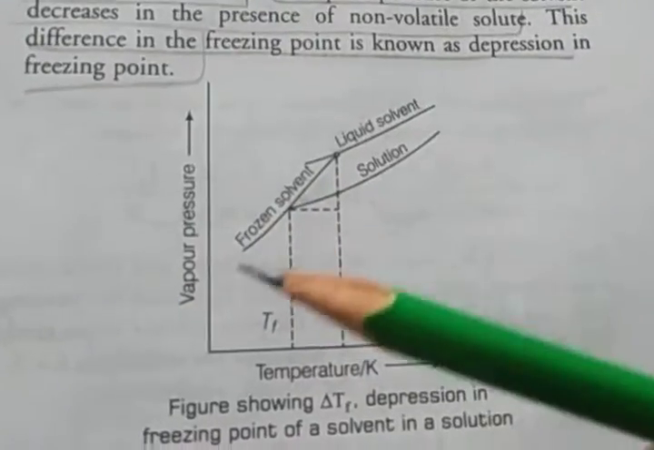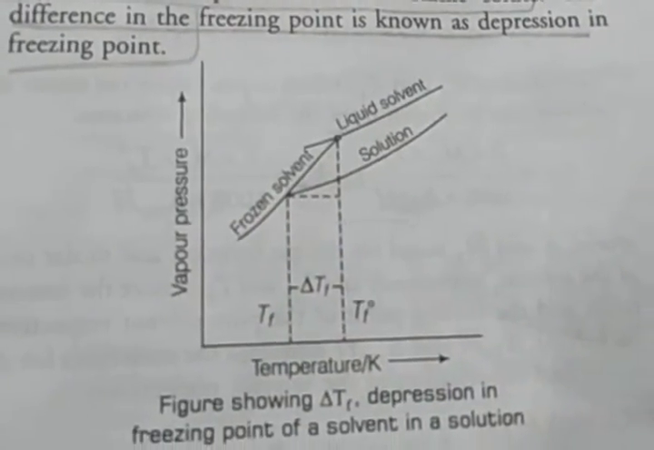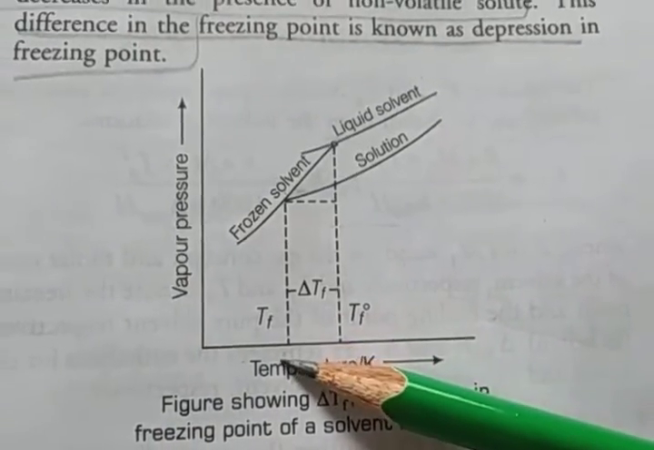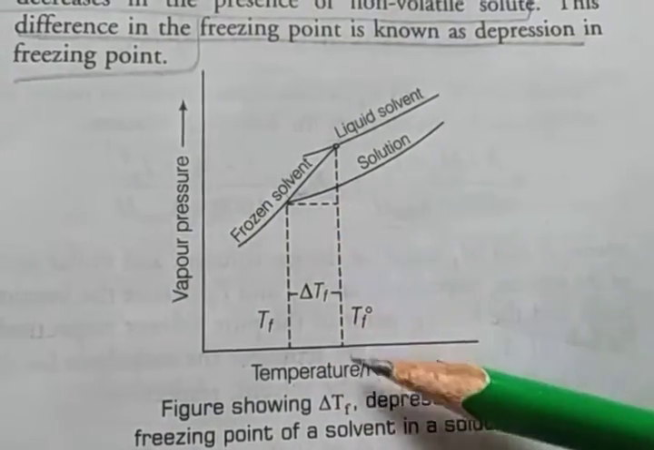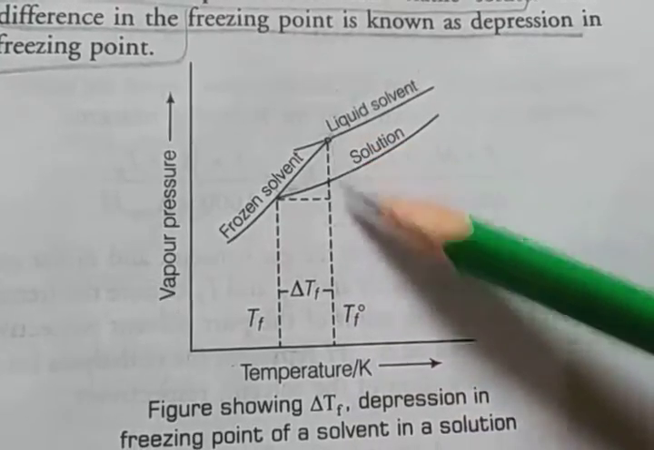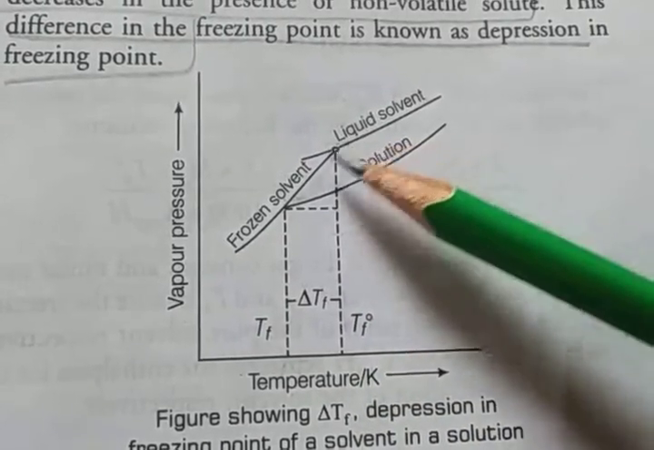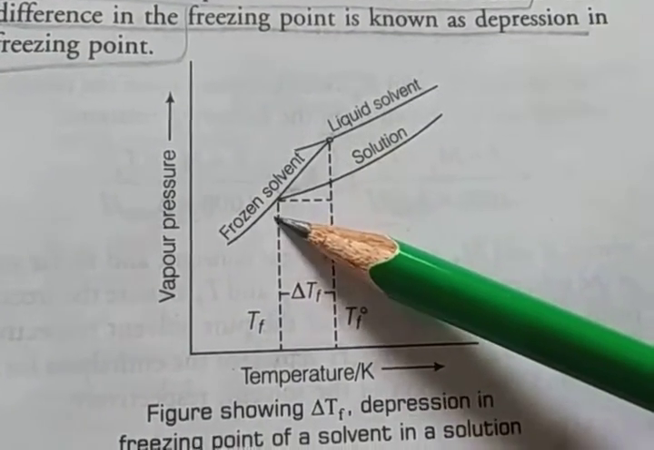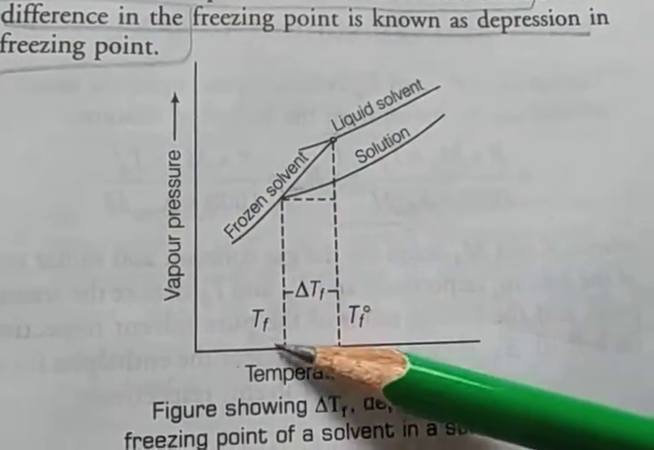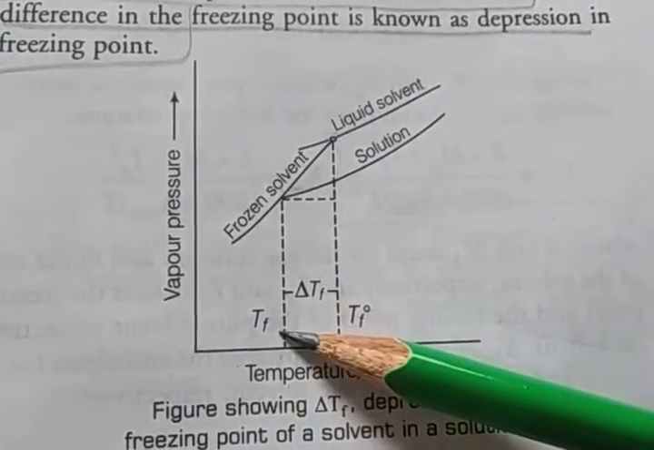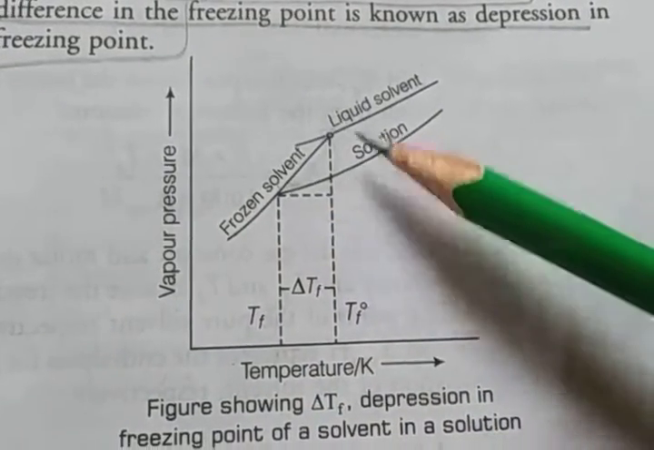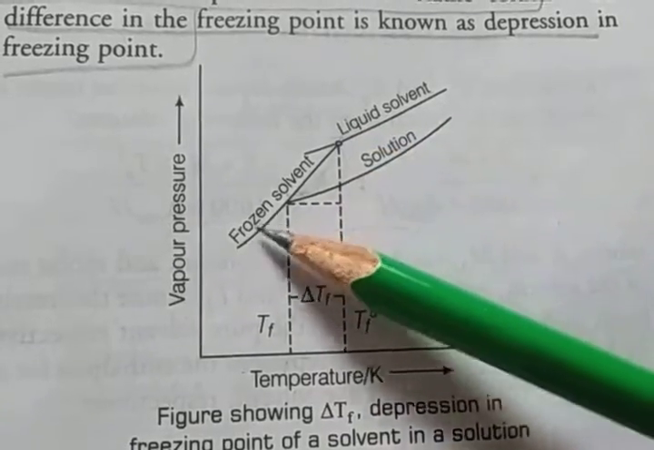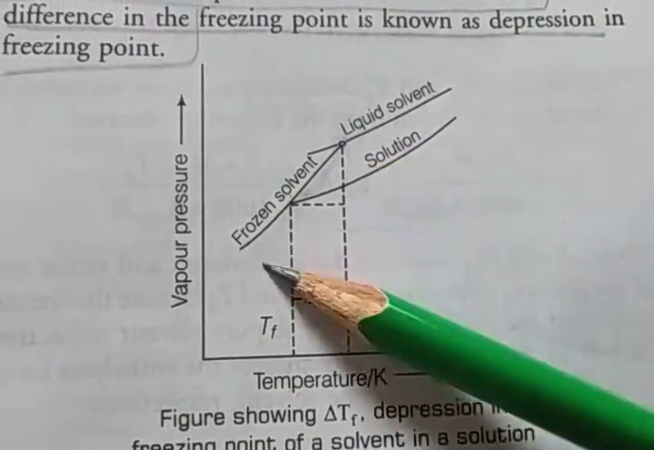So when a graph is plotted between the vapor pressure and the temperature, here you see, this is the temperature Tf of the solution, the freezing point, and this is the freezing point Tf naught of the solvent. Then we add a non-volatile solute, so the freezing point of the solution is decreased in comparison to the solvent. Between these two points it is the frozen solvent.